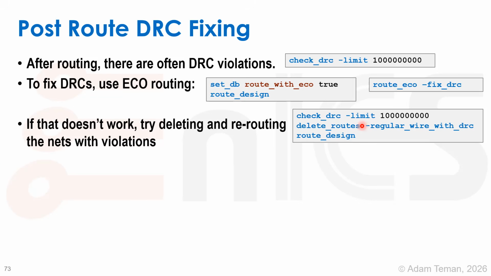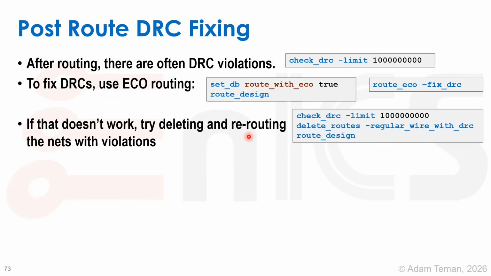So we can go and check the DRCs. The tool now knows what DRCs we have inside. Then we can go delete routes minus regular wire with DRC, and that's going to remove the wires that have already been routed during the route design command. So if we do that delete route, it's not going to delete all the routes in the design, just the ones that have DRCs on them. And then route design again is going to route them.